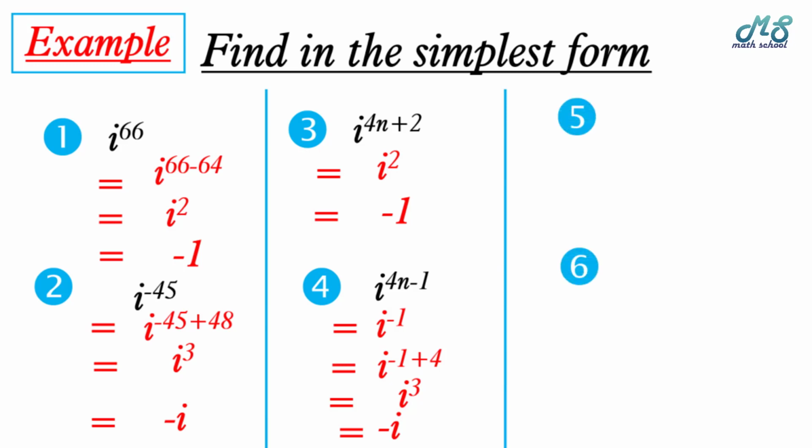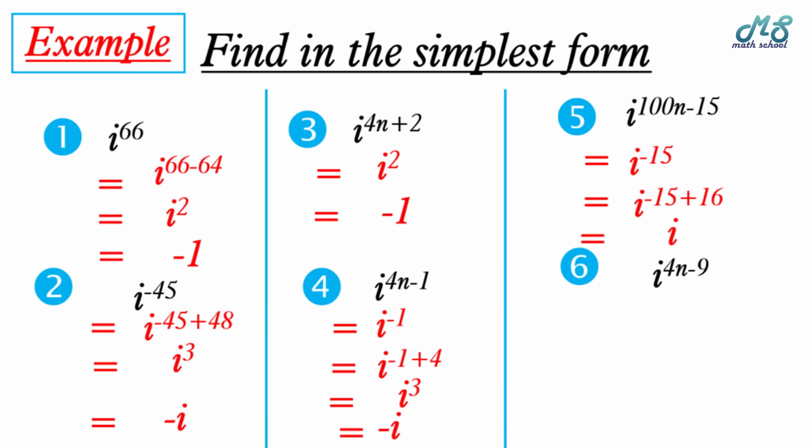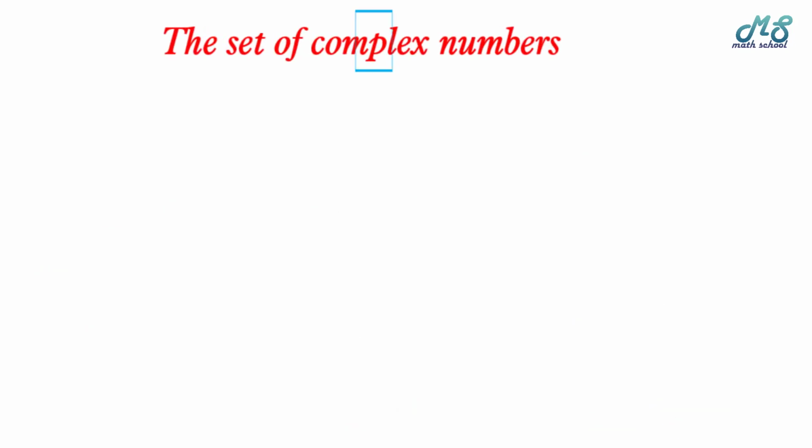Number 5: i to the power 100n minus 15 is equivalent to i to the power negative 15. We can write it as i to the power negative 15 plus 16. It will be i to the power 1, which equals i in the simplest form. Number 6: i to the power 4n minus 9 is equivalent to i to the power negative 9. Now we can add 12. It will be i to the power negative 9 plus 12, which is i to the power 3. I cubed equals what? Yes, equals negative i.